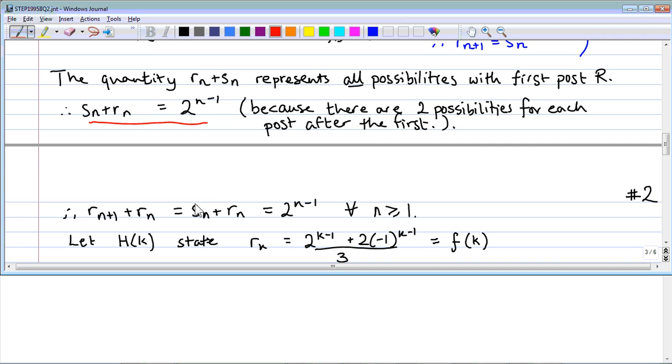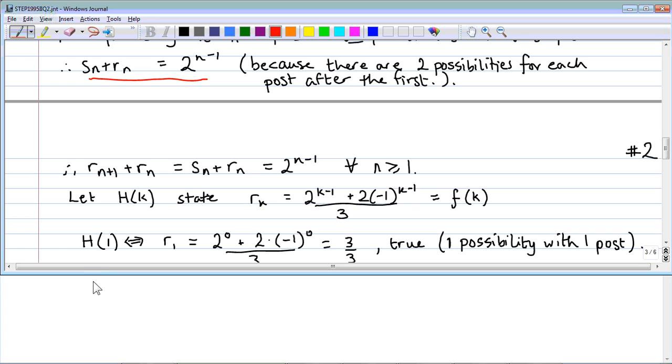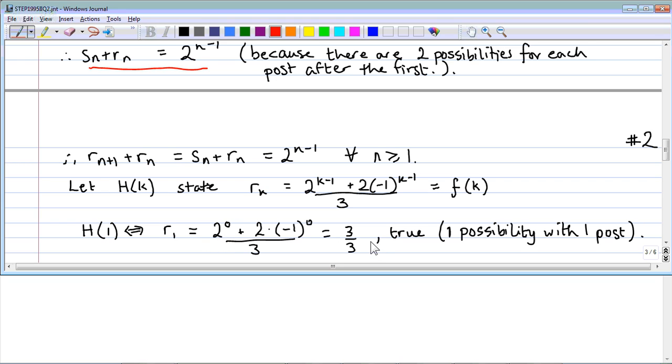So first of all, we state our induction hypothesis. What is the hypothesis? It's that for any integer value of k greater than or equal to 1, Rk is 2 to the k minus 1 plus 2 times minus 1 to the k minus 1, all over 3. And I'm going to call that function f(k), just for clarity, so it's a function of k, notice, and not of anything else. Now let's check the case when k equals 1, where the hypothesis would be R1, which calculates to 3 over 3, which is equal to 1, which is correct because there is one possibility with one post. We just checked that point.